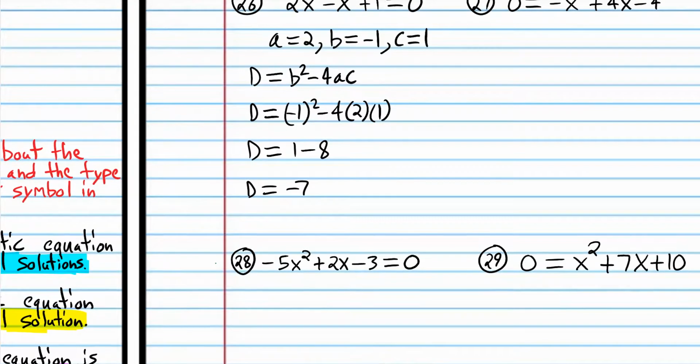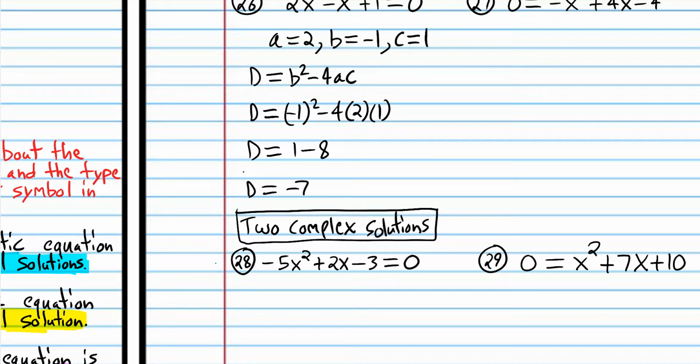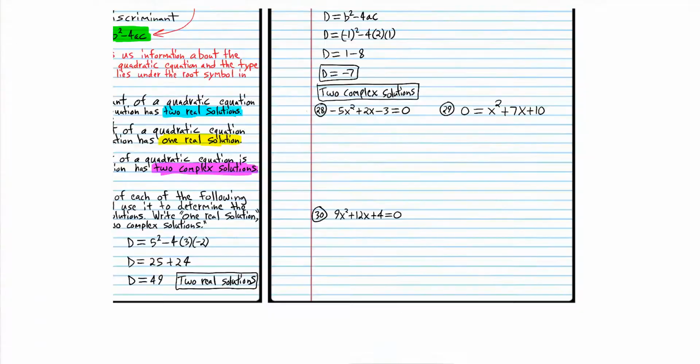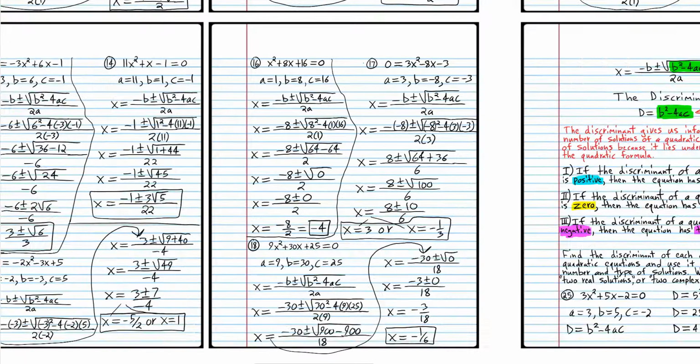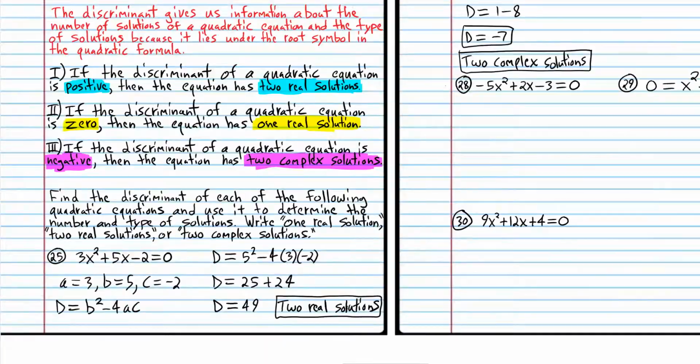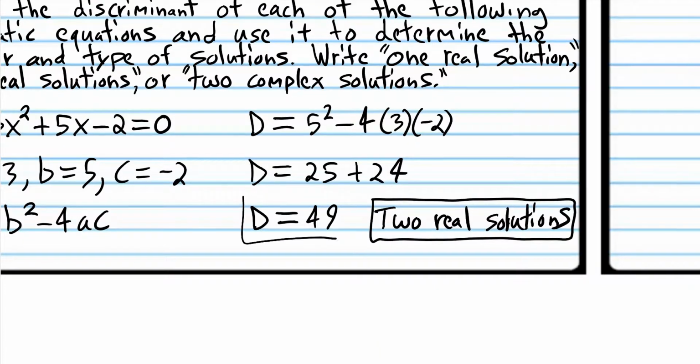So we say there are two complex solutions. And you know what I forgot? I think I forgot to rectangle the discriminant, because that's part of the solution.